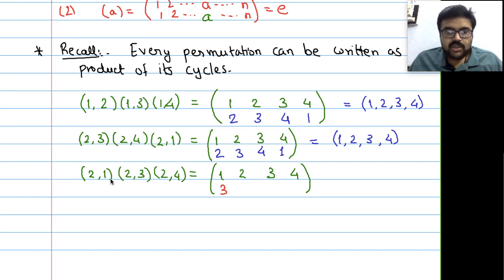So now what is the image of 2? 2 goes to 1. 1 goes to 1 here. Again 1 goes to 1. So finally 2 goes to 1. Now what about 3? The image of 3. 3 goes to 3 here. 3 goes to 2 here. And 2 goes to 4 here. So 3 goes to 4.